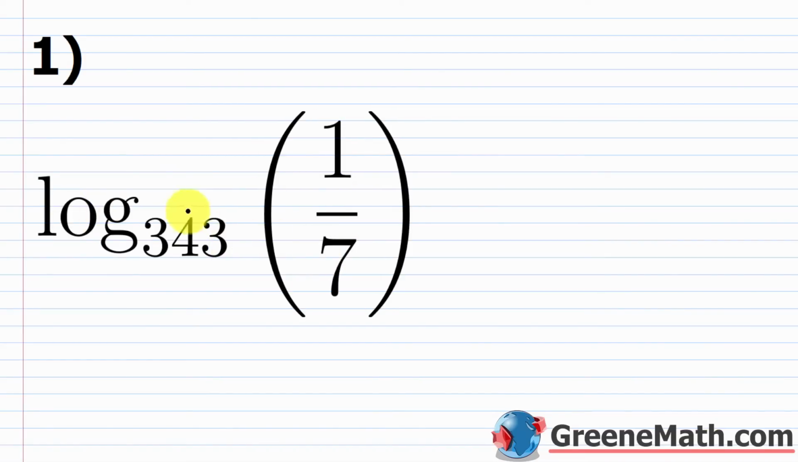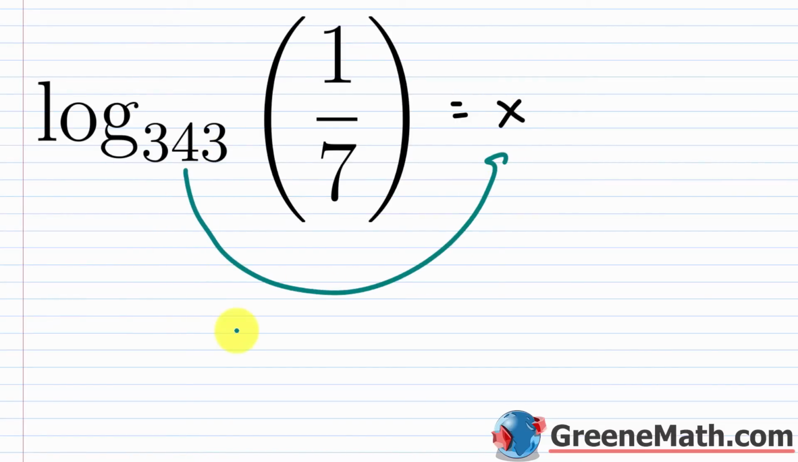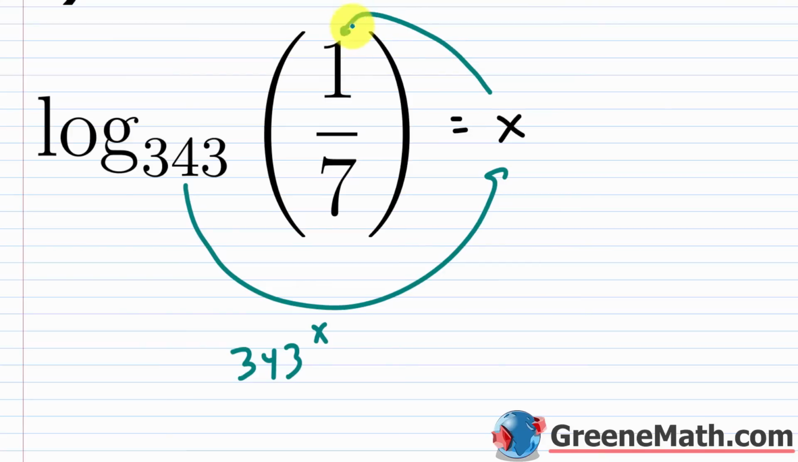In other words, this right here is the exponent that is required on this base of 343 to get an answer, or you could say a result of 1/7. I'm just going to set this equal to x since we don't know what it is. And then I'm going to write this in exponential form. So I'm going to say that this is my base, so 343. This would be raised to the power of x. So that's my exponent. And then this would be equal to this argument for the logarithm, which is 1/7. So we need to figure out what is the value for x that's going to make this true.